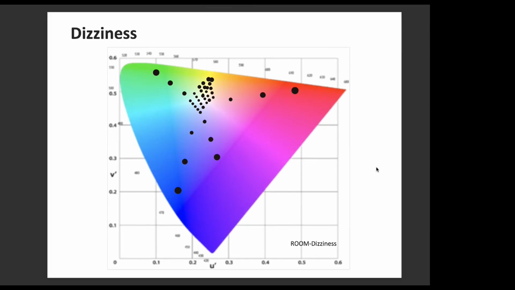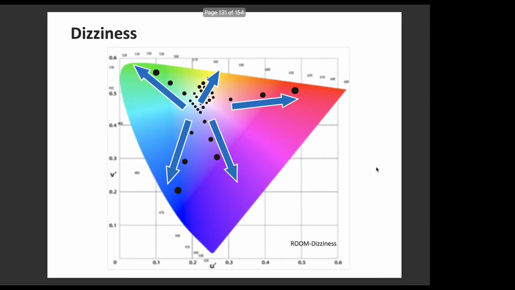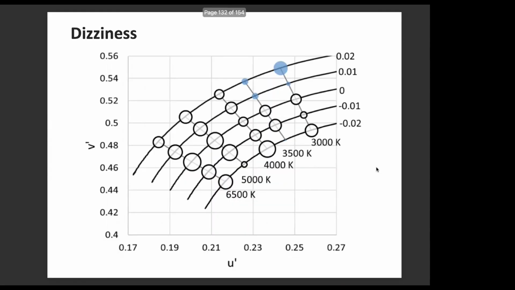The result for dizziness. Next slide, please. This trend is very similar to the tension. The colors of high excitation purity will give you a high dizziness value. Next slide, please. This is very similar to the results of tension. The dizzy colors are located at the edge of this graph. Next slide, please.